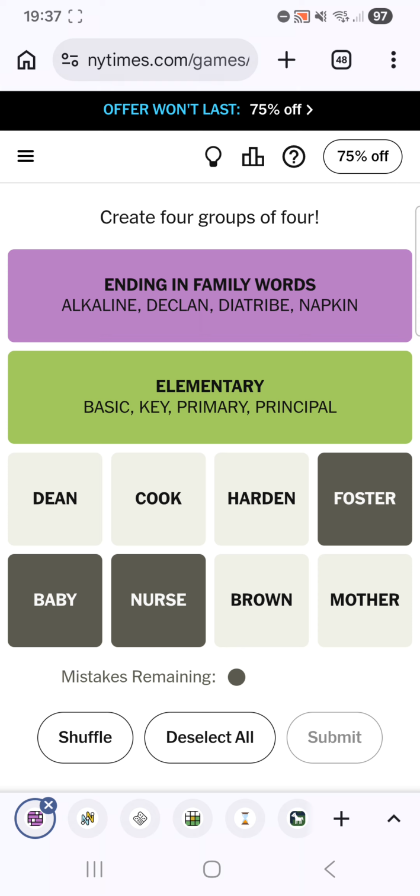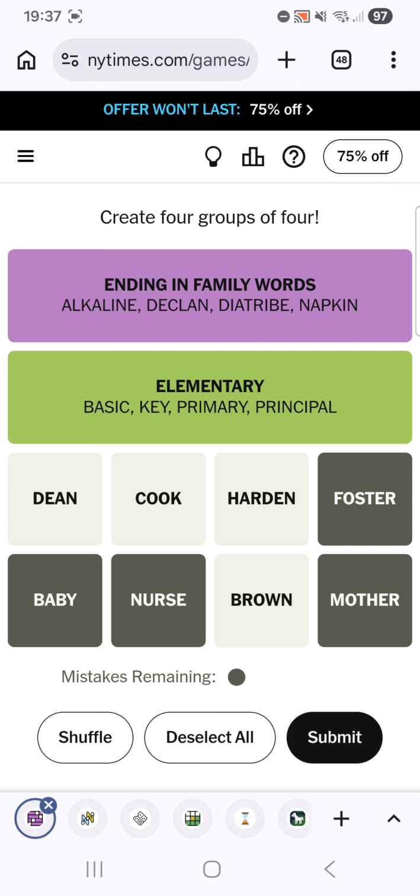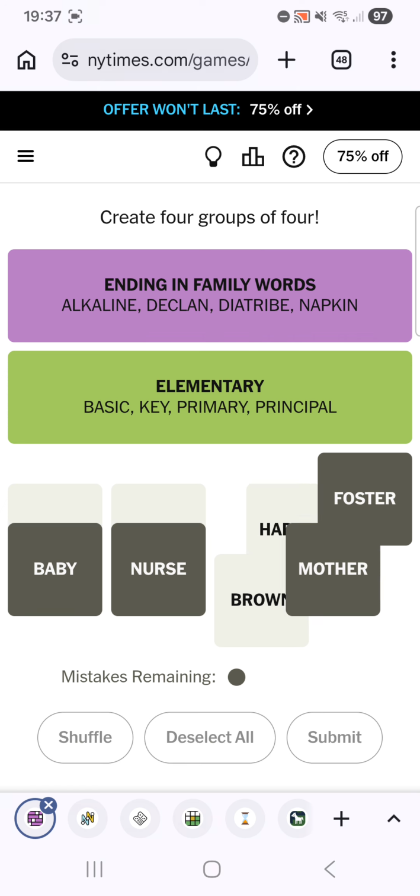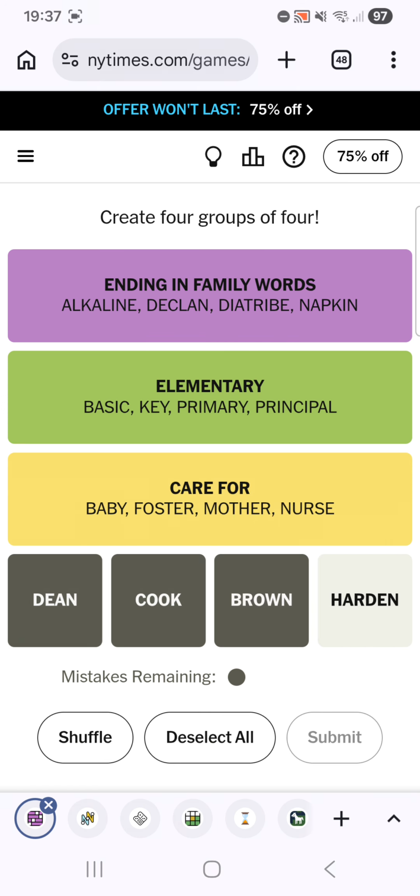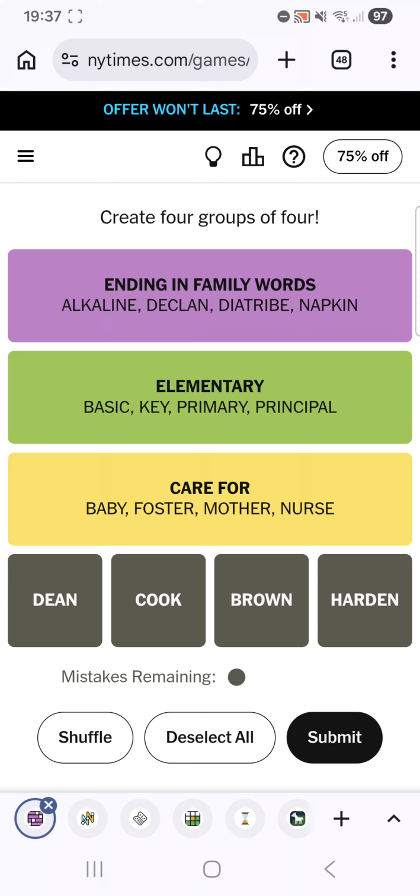Mother Goose, Brown Goose, Cooked Goose. That doesn't really fit, does it? I think it's a toss-up between Harden and Mother for this group. You can baby something, you can nurse it, you can foster it. I think it's got to be Mother. It just fits better than Harden. It is correct. They do all mean to care for, which is what I said 3 minutes ago.